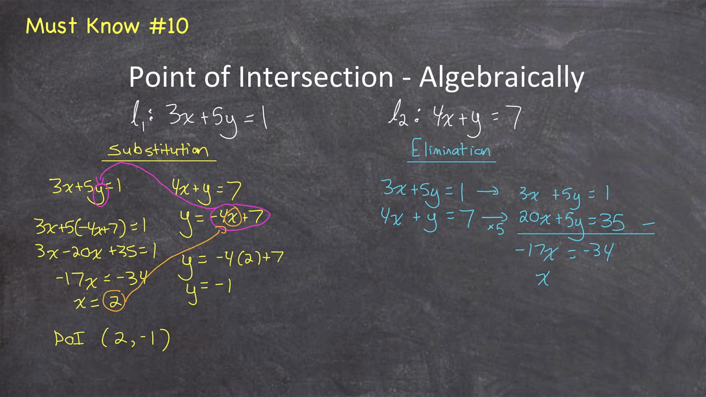If I solve this equation for x, I get x is 2, and then we could take this answer for x and sub it back into either original equation for x and solve for y. If I sub it back into the first equation, I'd have 3 times 2 plus 5y equals 1. 5y equals negative 5, which means y is negative 1. So my point of intersection, again, I would get as 2, negative 1.